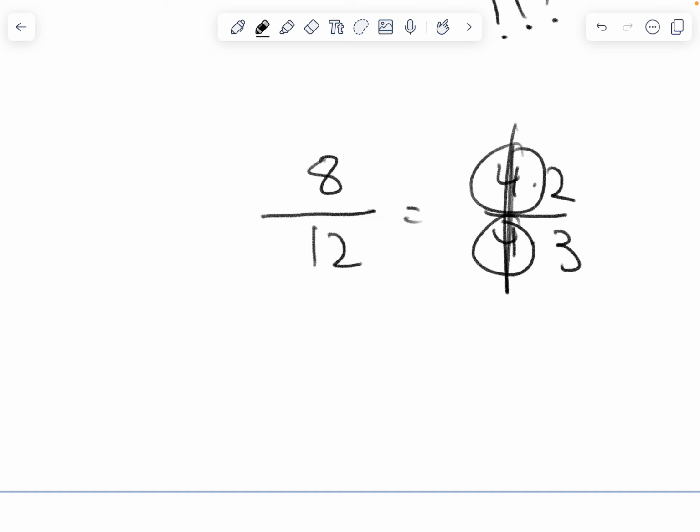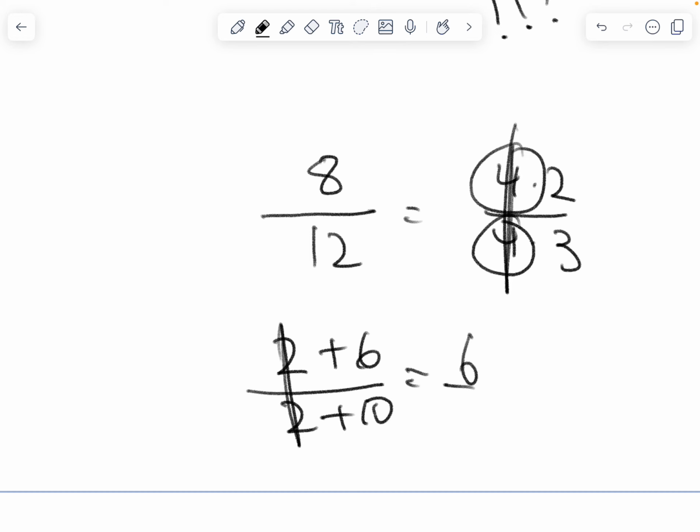Again, I cannot do something like this. I can't say 8 is 2 plus 6, 12 is 2 plus 10, and cancel off the 2's and say this is 6/10, because that's not going to be the same thing as 8/12. That's not going to be 2/3.